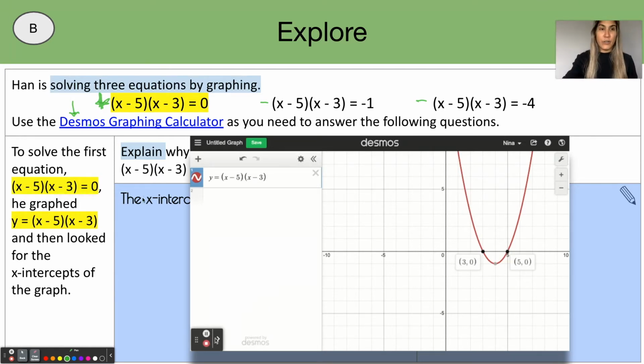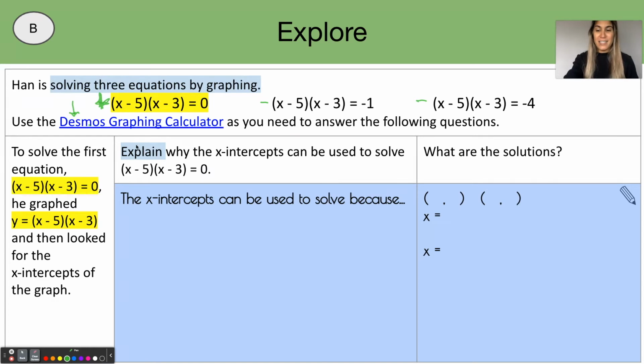And for your sentence starter, it says, explain why the x-intercepts can be used to solve x minus 5 times x minus 3 equals 0. So I want you to write your opinion. The x-intercepts can be used to solve because. So go ahead and pause right now and tell your teacher why the x-intercepts can be used to solve this quadratic equation. Once you unpause, now I want you to write down what are the solutions.